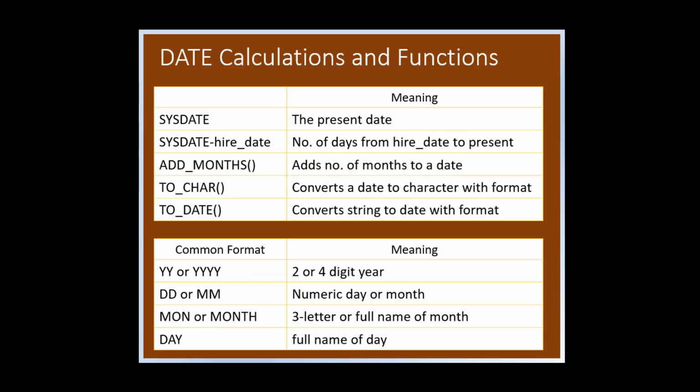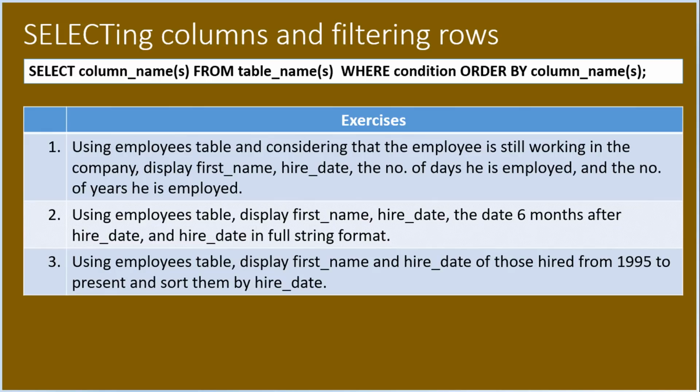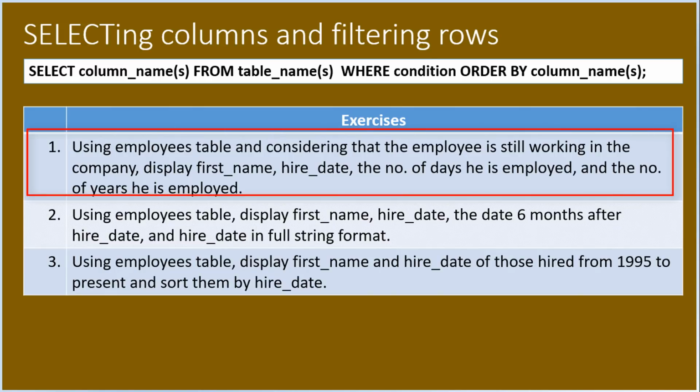Here are some examples of our single row functions related to our date. In number 1, we will use employees table to display first name, hire date, the number of days he is employed, and the number of years he is employed.